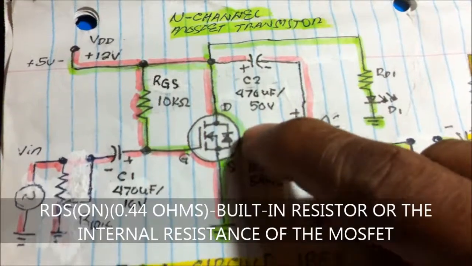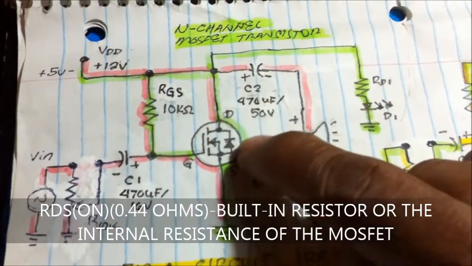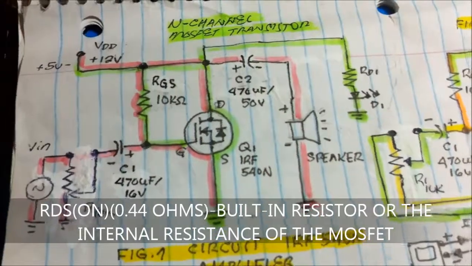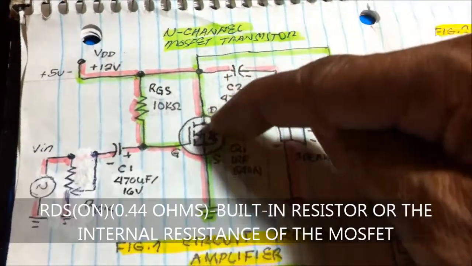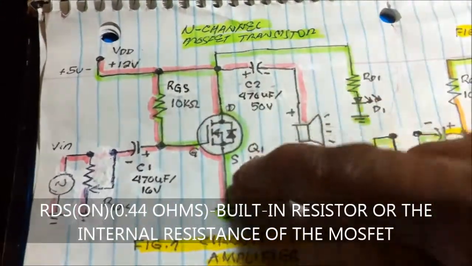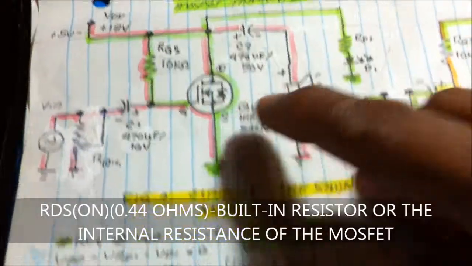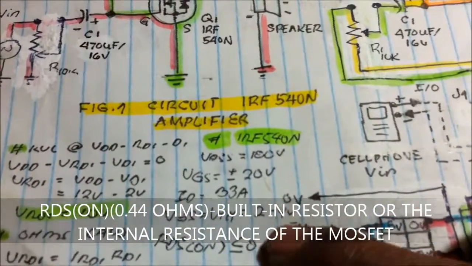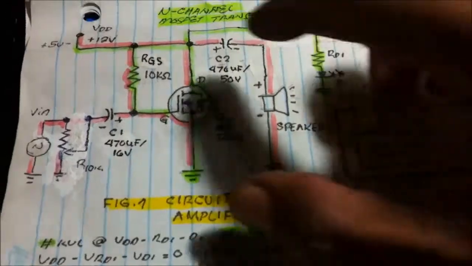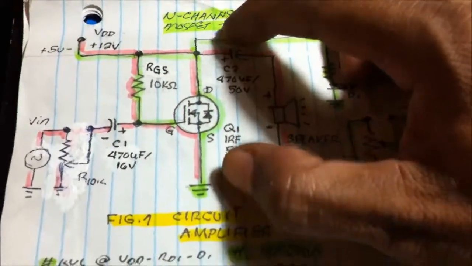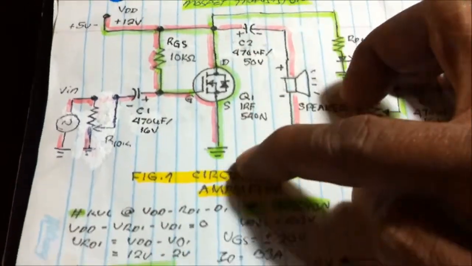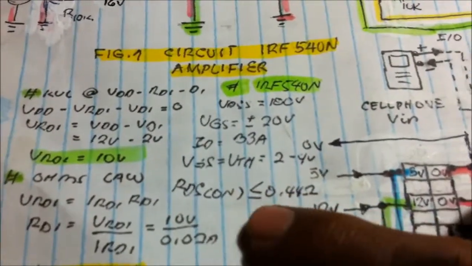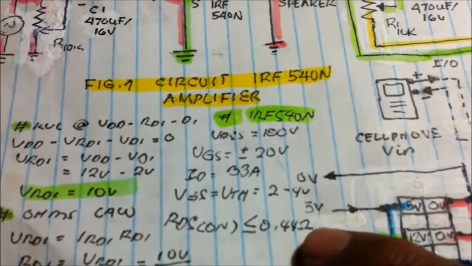RDS refers to the internal resistance of the MOSFET. Other than that, nothing else. It's just the built-in resistance of the MOSFET once the current flows from the drain to the source. It is the on-resistance. Very small. So just apply 100 volts here, or less than 100 volts, and the MOSFET will turn on because the built-in resistance is 0.44 ohms.